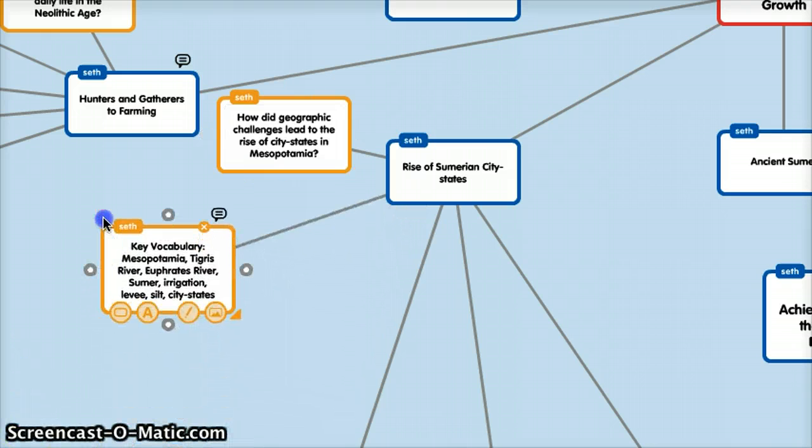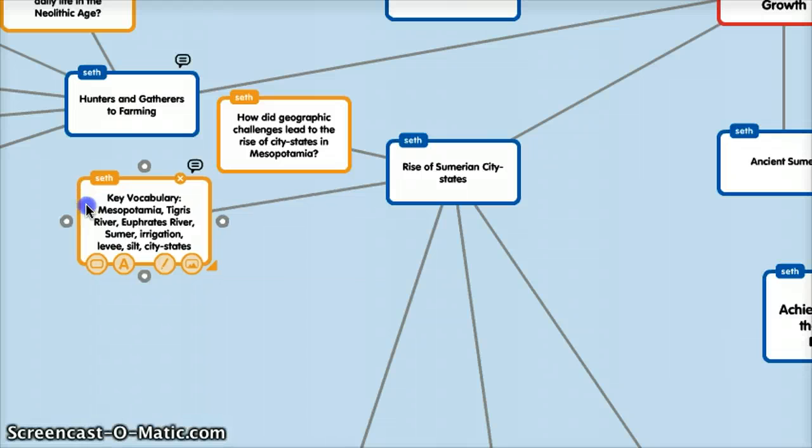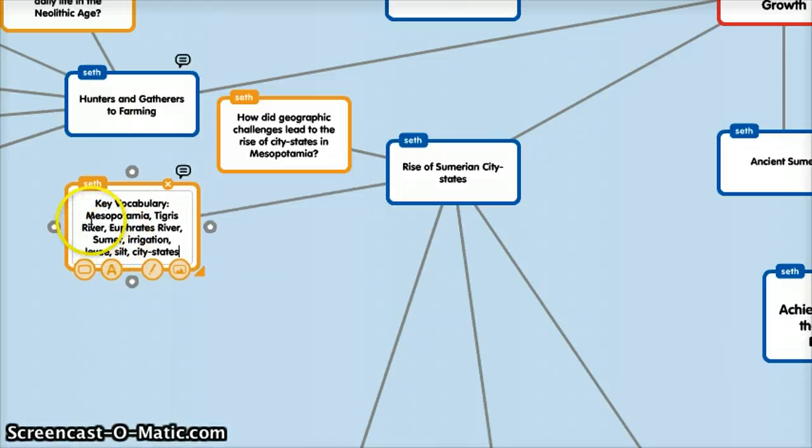Next up, the key vocabulary. You can't be successful in this unit, this lesson, without the key vocabulary. You need to know Mesopotamia. Mesopotamia literally means the land between two rivers. What rivers? Well, that's the next thing we have here: the Tigris River and the Euphrates River. Those are the two rivers that surround Mesopotamia. It made it an excellent place for farming because they had really good soil, but they also had to deal with floods.